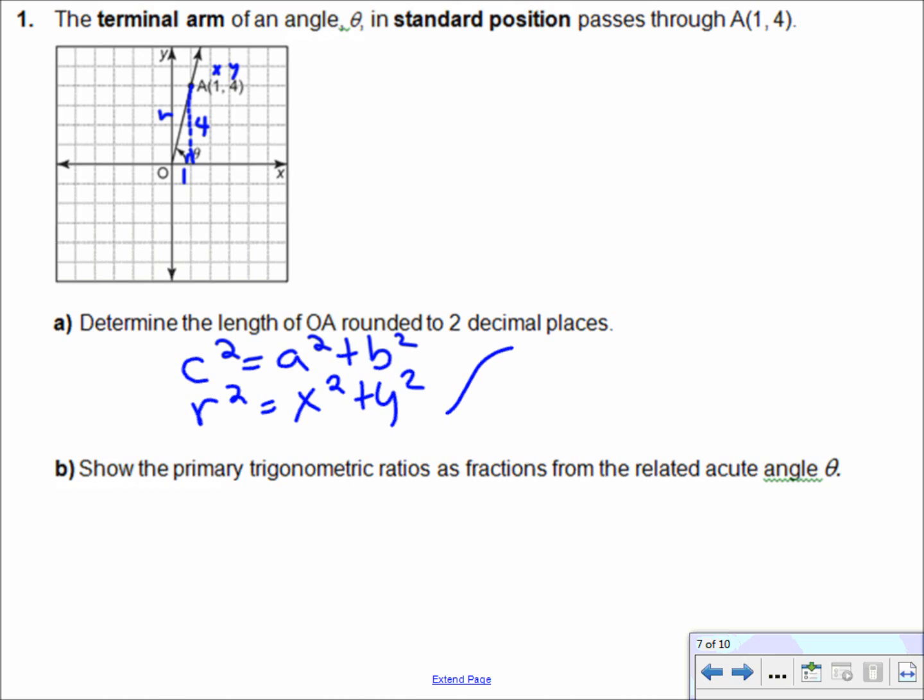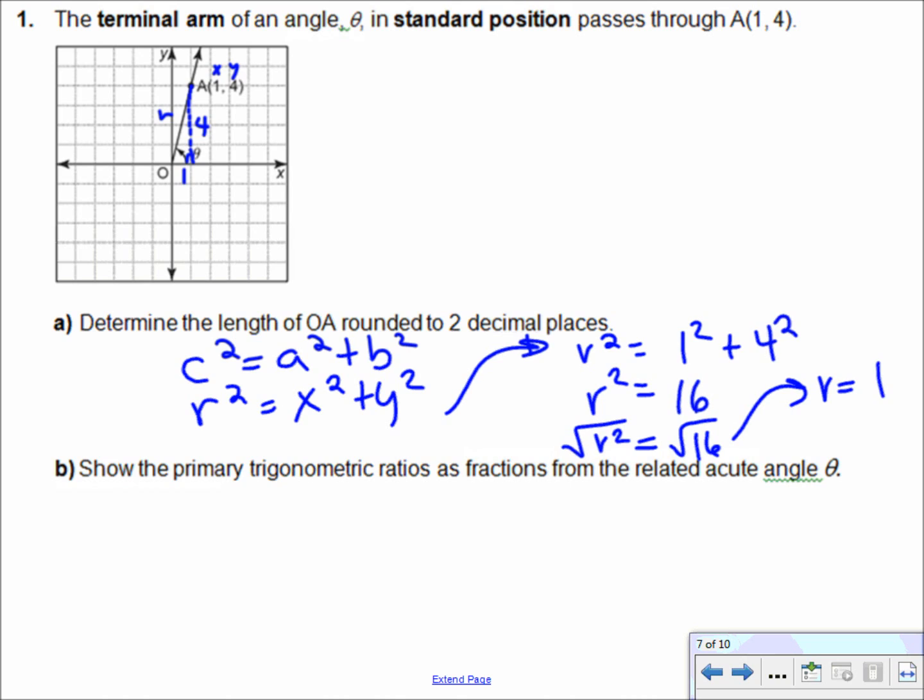So I'm just going to come up here due to lack of space. r squared is equal to 1 squared plus 4 squared, which equals 16. I'm going to take the square root of both sides. Therefore, r is equal to 4. Okay, so this is just the Pythagorean theorem. We're just using x, y, and r instead of a, b, and c.